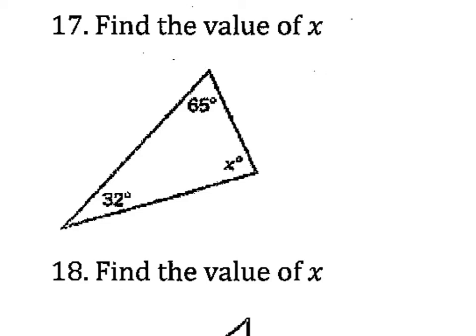Okay, we want to find the value of x here in number 17. All right. Again, that's a 32, and that's a 65, in case you can't tell. But these all total how many degrees? So if you set up your equation, take all your angles, and they're going to equal how many degrees? And solve for x.